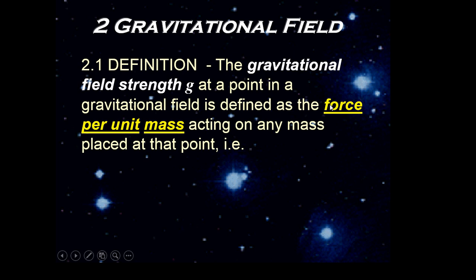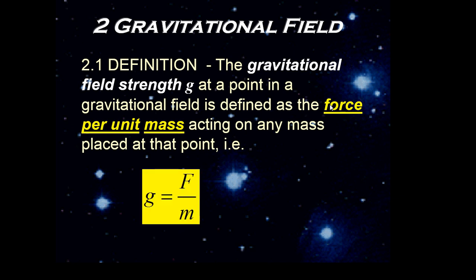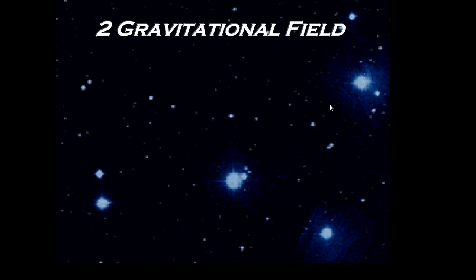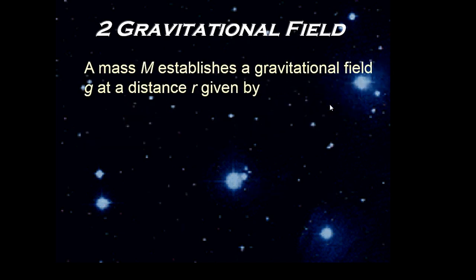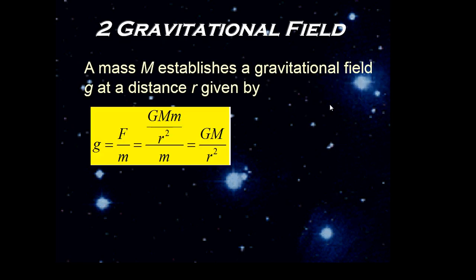Can you add the word gravitational force on your notes, please? Gravitational force per unit mass, which is basically this equation. And since the unit is newtons per kg, it's in your notes. And since we know that F equals G m1 m2 over r squared, we can derive the equation of g to be as such.